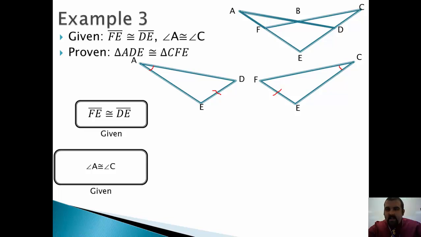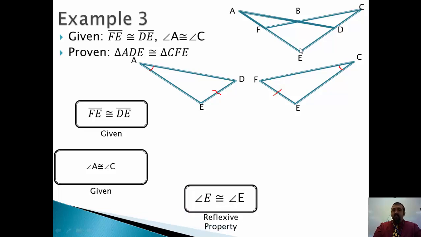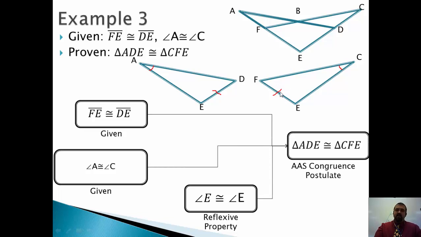Hold on a second, right here. If I look, angle E is actually the same exact angle for this triangle and for the other triangle. So angle E is the same. Why don't I say angle E is congruent to angle E and say reflexive property? So now if I look, I have angle, angle, side, and I have angle, angle, side. I can now say those 2 triangles are congruent by angle, angle, side congruence postulate.